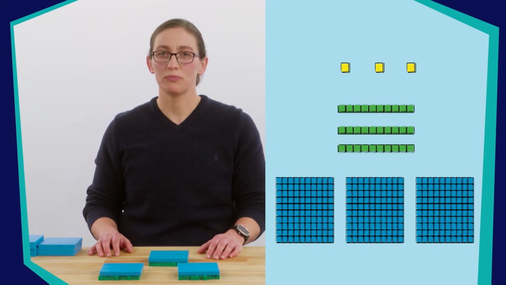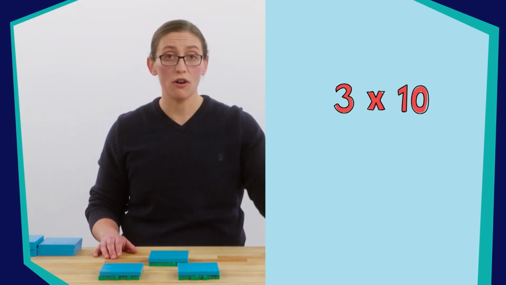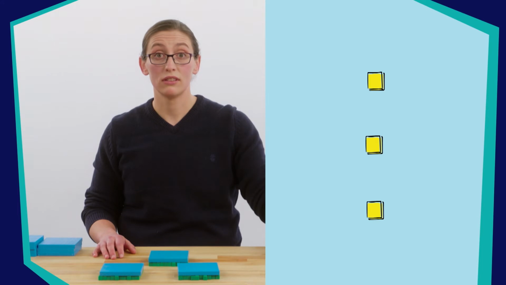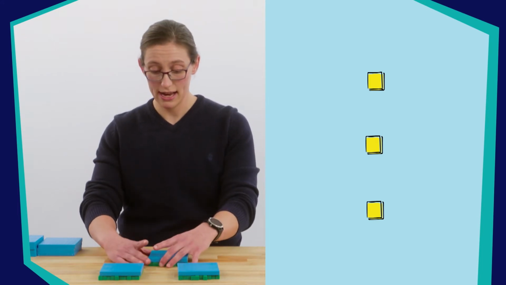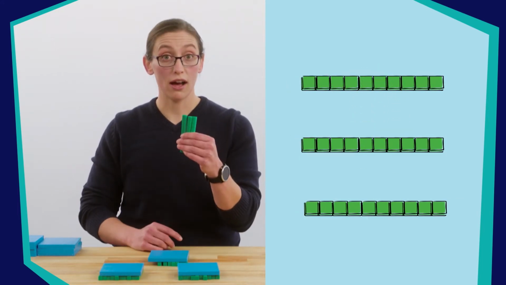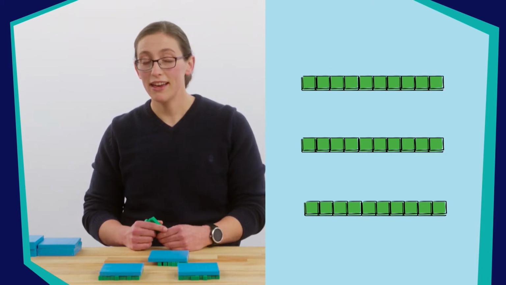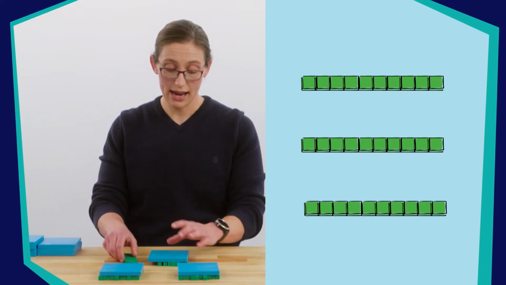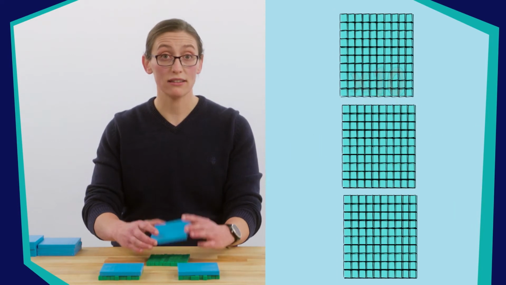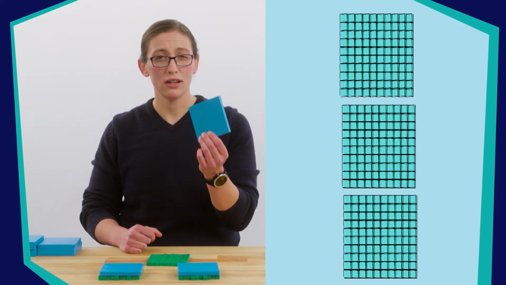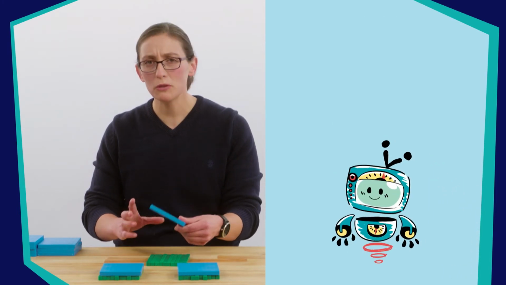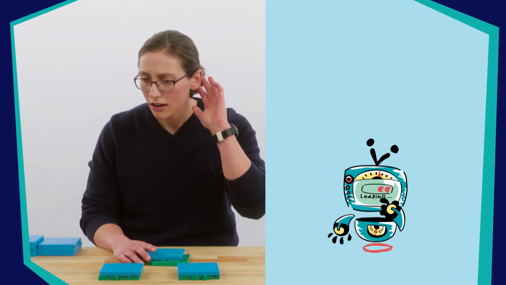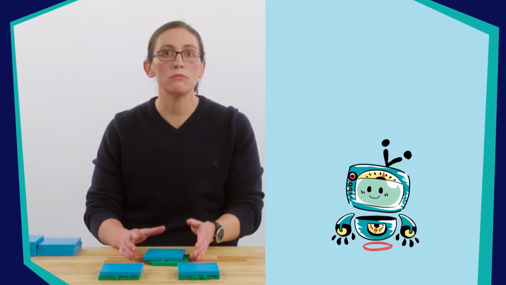What's that all about? So let's look back at our problem so far. When I multiplied 3 times 10, I started off with 3 units of 1. When I multiplied by 10, I ended up with 3 rods of 10. Then, when I started with 3 rods of 10 and I multiplied by 10, I ended up with 3 flats of 100. But why? Can you whisper your thinking to me? Oh, that's some good thinking.